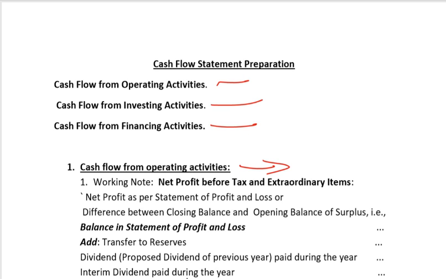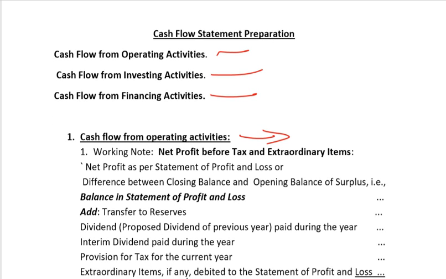For calculating this, the first item we have to calculate is net profit before tax and extraordinary item. Net profit before tax and extraordinary item. That means we are getting the surplus, or profit. That surplus or profit means after all the calculation, the non-cash items, the non-operating items, everything we are adjusting. Finally, even the tax payment also we are deducting. Then only we are getting that surplus.